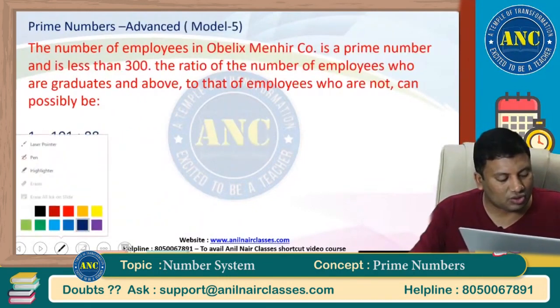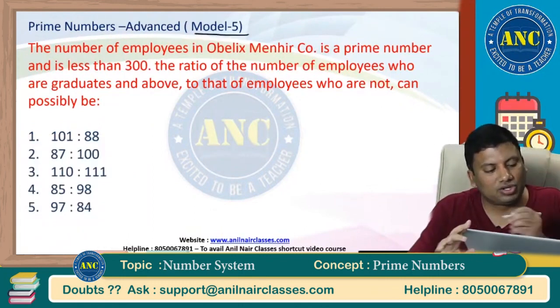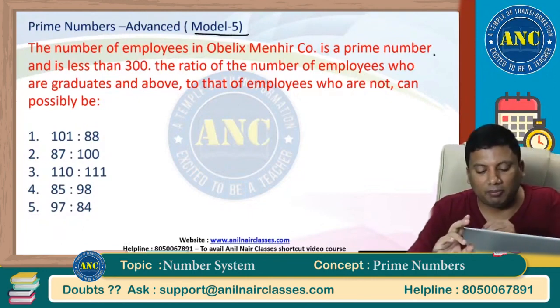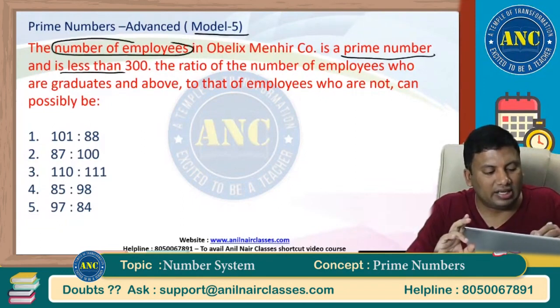Next one, another question. See here, the number of employees. This is again a CAT level question. The number of employees in Obelix Nair company is a prime number less than 100. The total number of employees is a prime number.